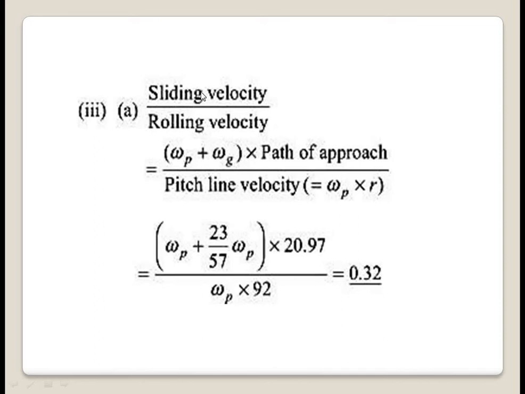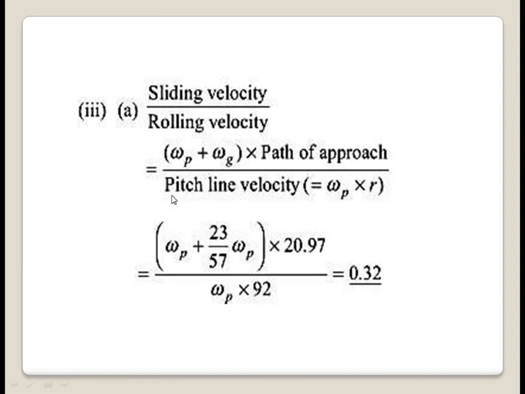See here, sliding velocity, we know the formula: sliding velocity is (omega p plus omega g) into path of approach, divided by the rolling velocity. Rolling velocity is nothing but the pitch line velocity. How is this given? This is given as omega p into r.